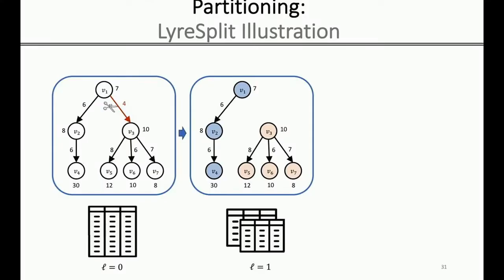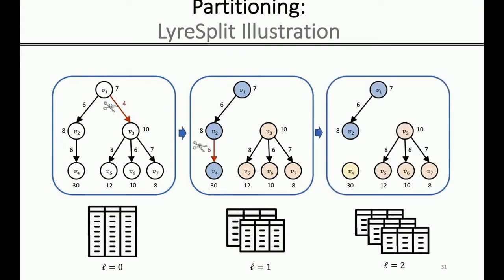Then we will snip the edge that is with the smallest weight. And we can then result in 2 partitions, and we again check whether it is delta coherent or not. If it is not, then we will again snip the edge and result in 3 different partitions. Now each partition satisfies the delta coherent property, so we can terminate.